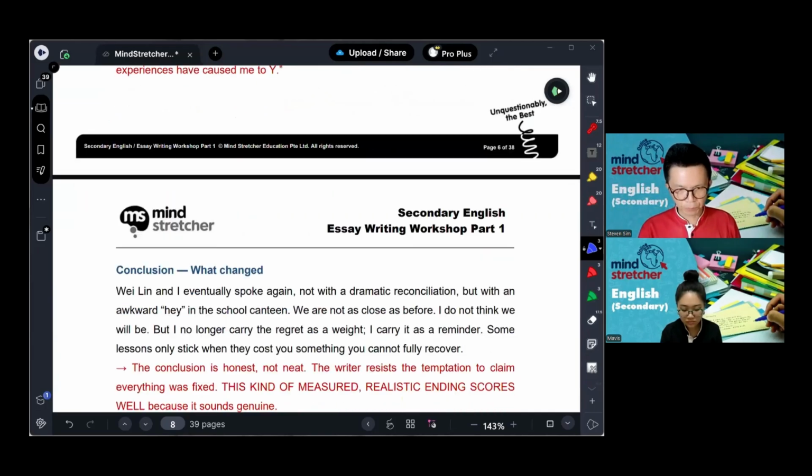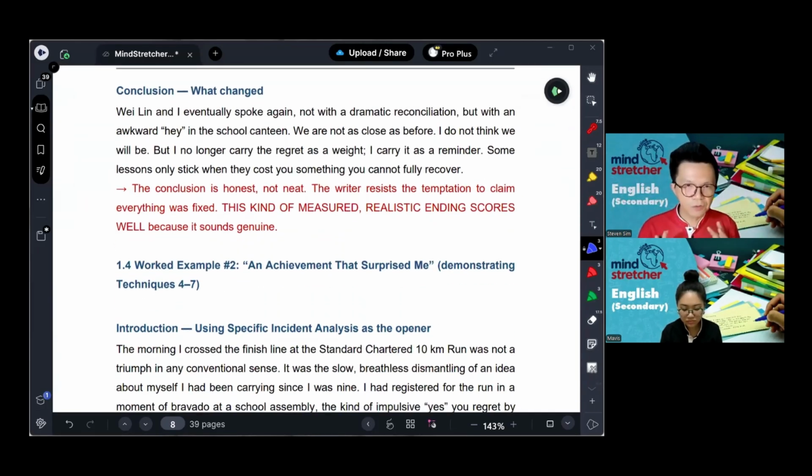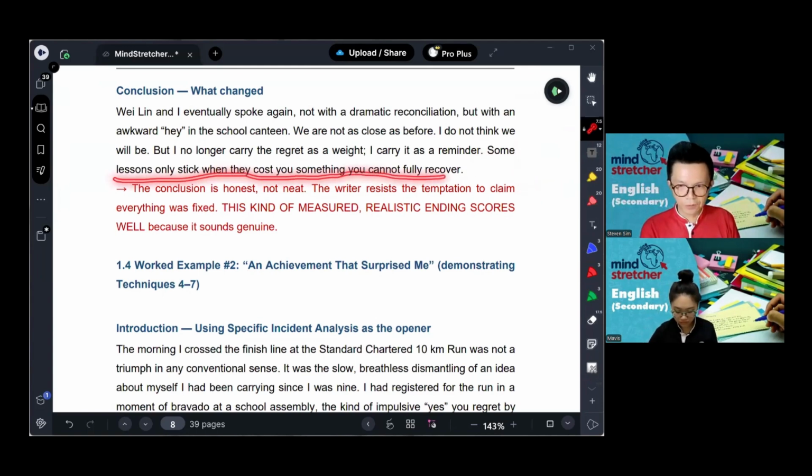And then the conclusion is not, "This lesson will forever be etched in my memory." The conclusion is, this is the situation, but I no longer carry the regret as a weight. I carry it as a reminder. Some lessons only stick when they cost you something you cannot fully recover. Bang. Okay, so what is a conclusion?